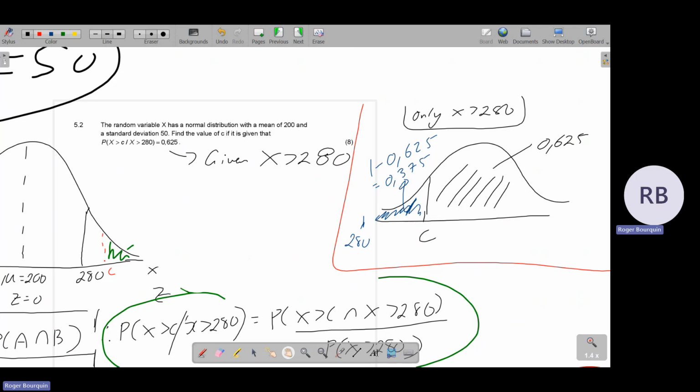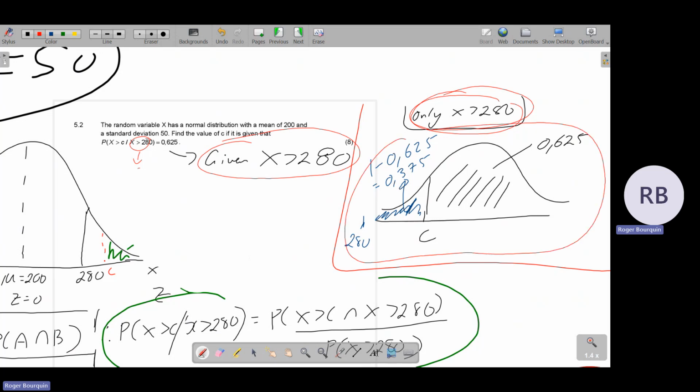Okay, so first of all, remember in this, x is bigger than 280 is given. So we're only working with the x scores that are bigger than 280. If you're only looking at the scores that are bigger than 280, that's our sample space now. All scores that are bigger than 280. So our most bottom value is 280 on this normal distribution.